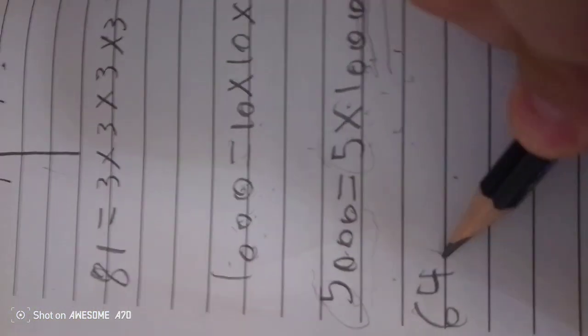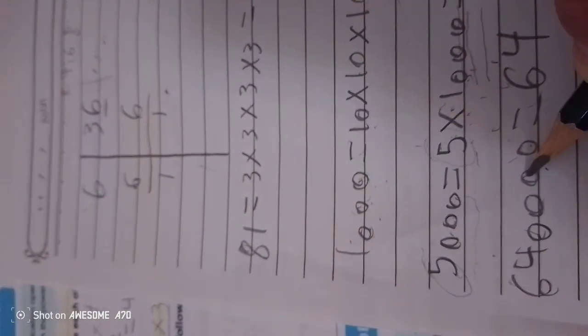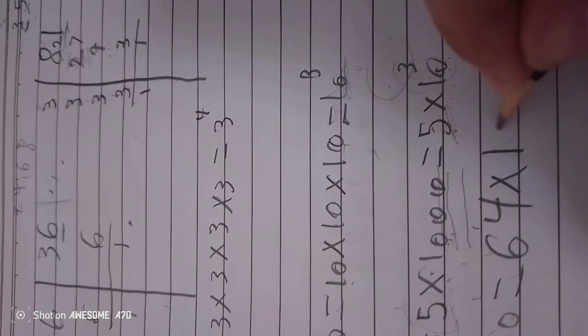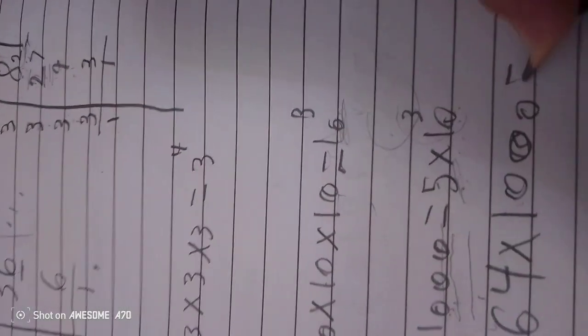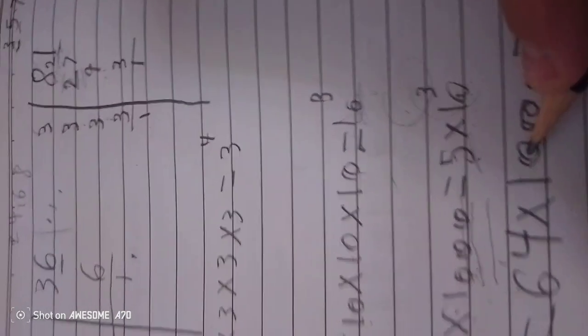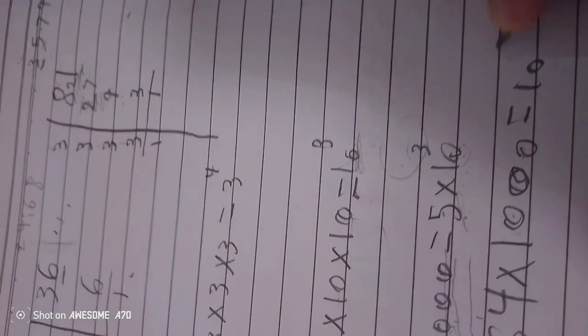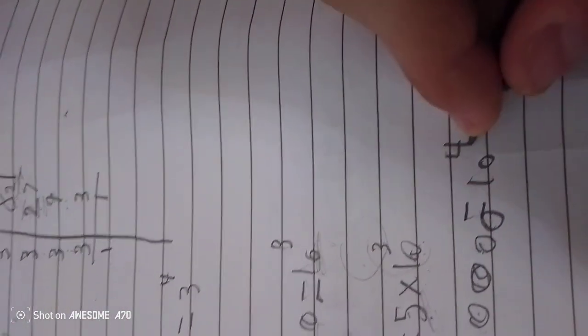Now let's see if you got this number. Now we do the same thing. 64 and we count how many zeros. 1, 2, 3, 4. 4 zeros. So it equals 10,000. Now let's count how many zeros. We gotta put 10 with the power of 4.